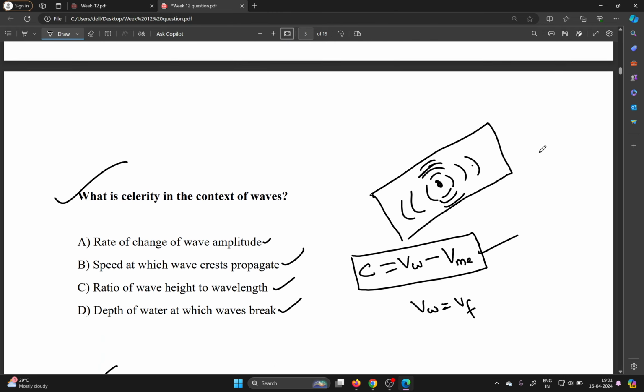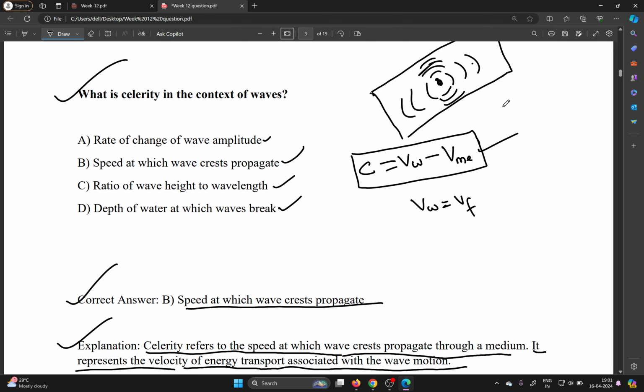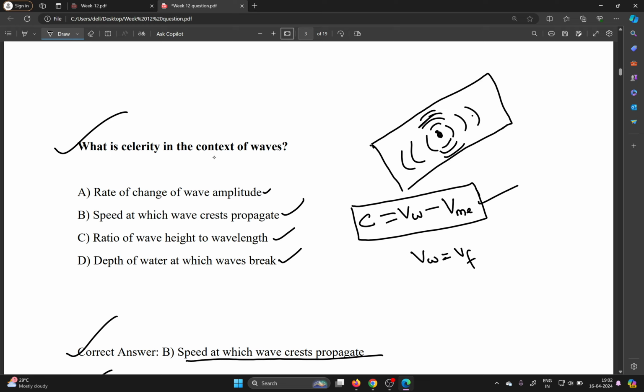And these things are very easy. I think I have discussed some very conceptual things. What is the celerity in the context of waves? Celerity is the speed at which the wave crest propagates. So option B is correct here. Celerity is the velocity of the wave minus the velocity of the medium. The wave velocity contains whatever energy you have given the water surface in terms of disturbance, as well as the medium velocity. So VW contains both. When you subtract the medium velocity, you can easily calculate the velocity of the wave due to the energy you have given to the water surface.